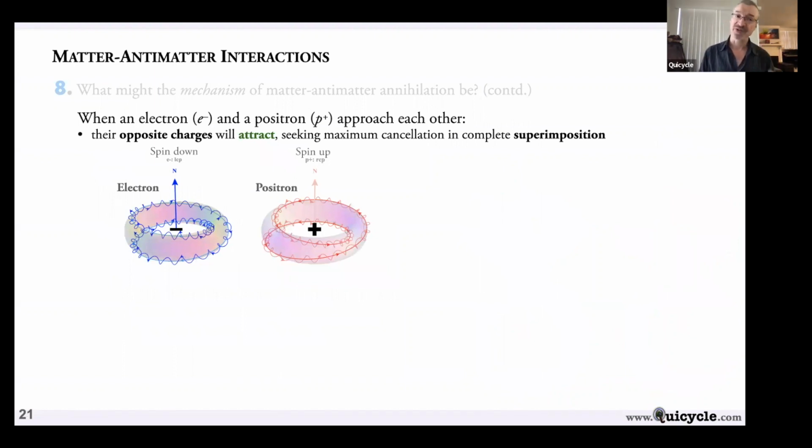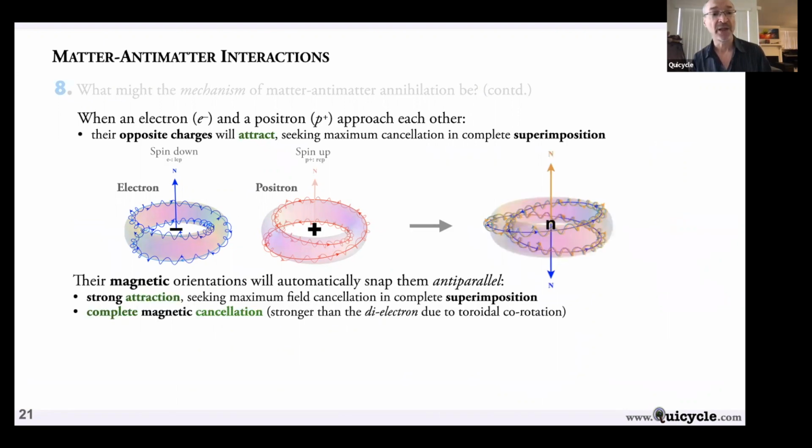An electron and a positron, when they approach each other, they're going to have a very strong electrostatic attraction because they have opposite charges. And that's going to seek complete superimposition because that will maximize the electric field cancellation. When they approach each other, they will preferentially flip into an anti-parallel alignment because that will allow a complete cancellation of their magnetic fields in addition. So we have a very powerful cancellation here.